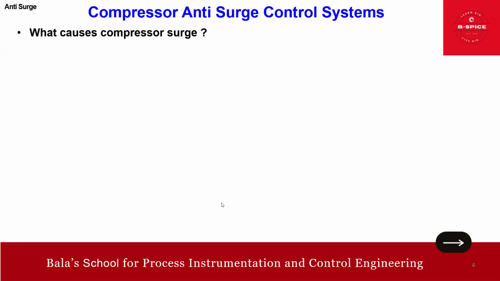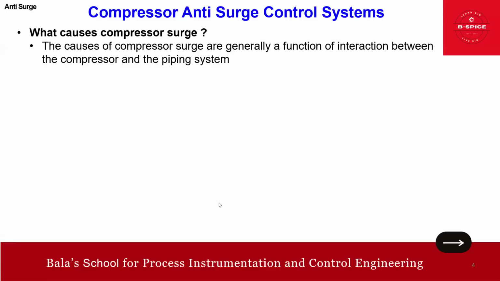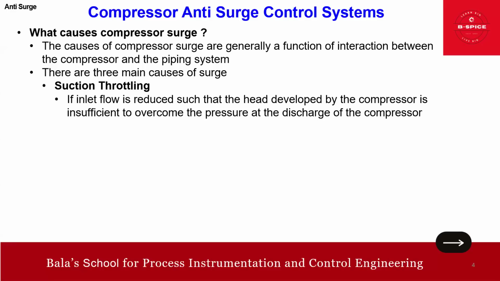Now, what causes compressor surge? The causes of compressor surge are generally a function of the interaction between the compressor and the piping system, right? So there are three main causes of surge. One is suction throttling. So what is suction throttling? If inlet flow is reduced, such that the head developed by the compressor is insufficient to overcome the pressure at the discharge of the compressor. So this is because of the suction throttling.